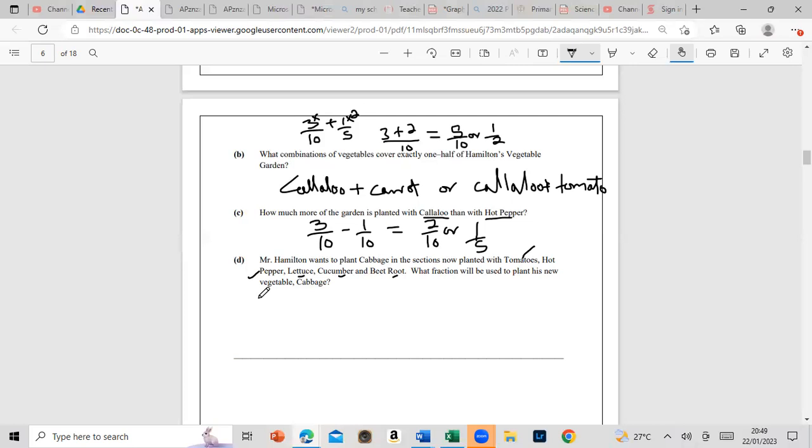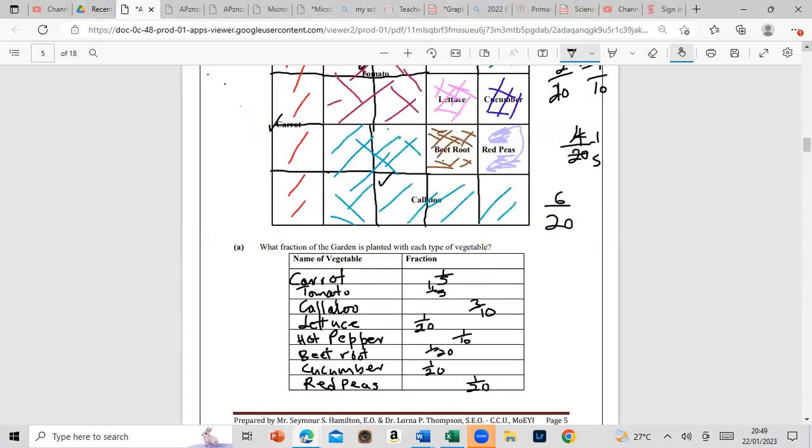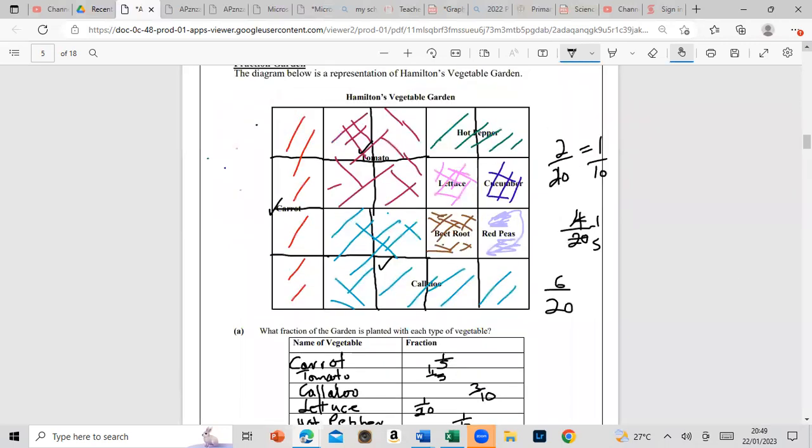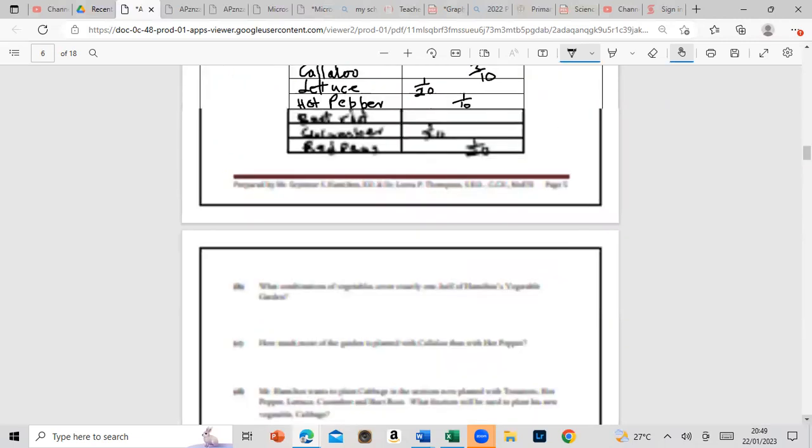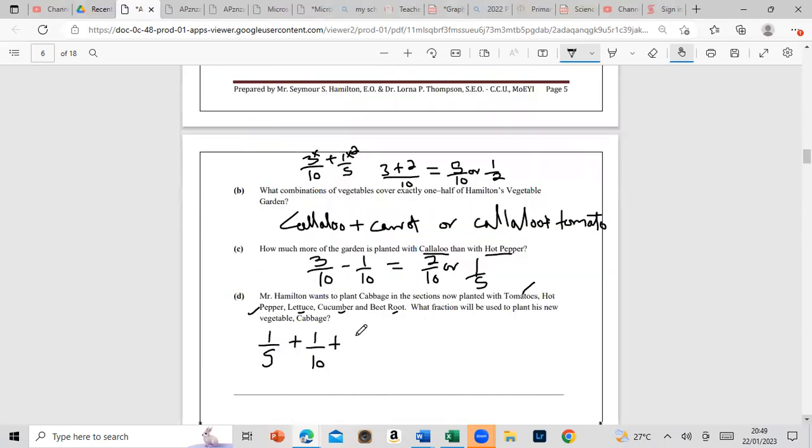Alright. So let's do that. So tomato was 1/5 plus hot pepper 2 over 20. I will break it down to 1/10. That's hot pepper. Lettuce now. I didn't remember what lettuce was. So guess what? I could go up and see what lettuce was. Type that in the comment section. Oh, lettuce was just 1. So it's 1 over 20 rather. Since it's only 1, that's 1/20.